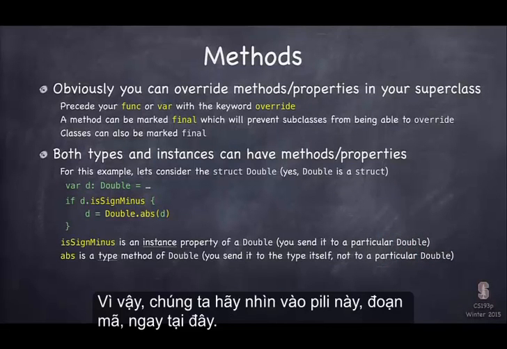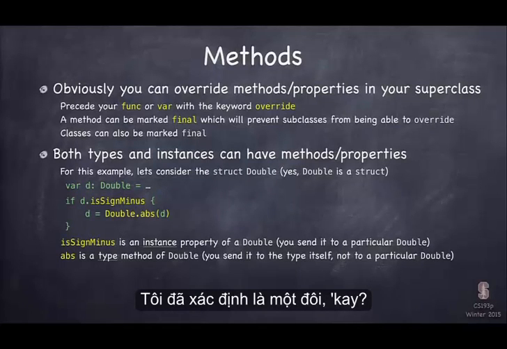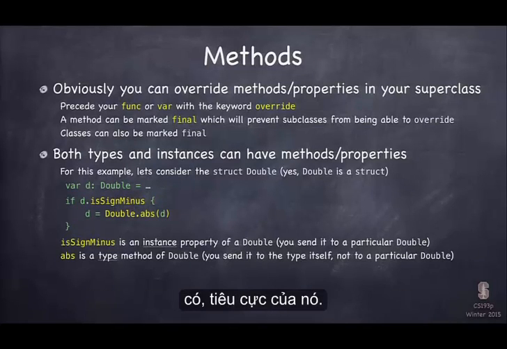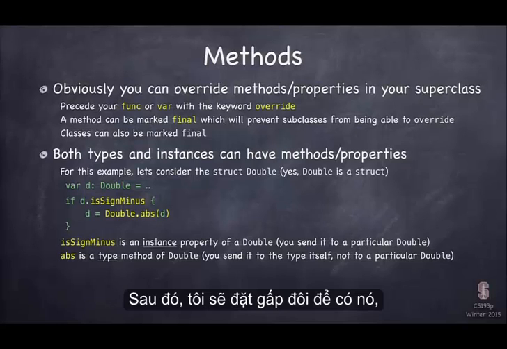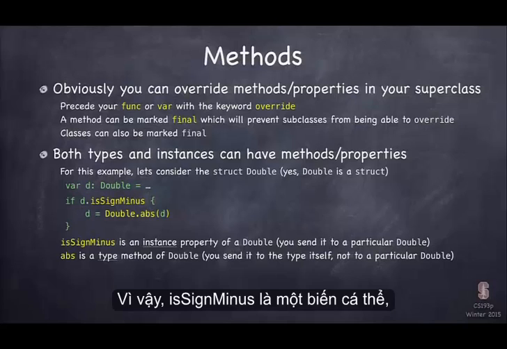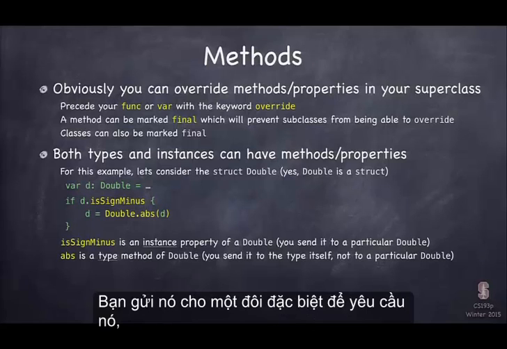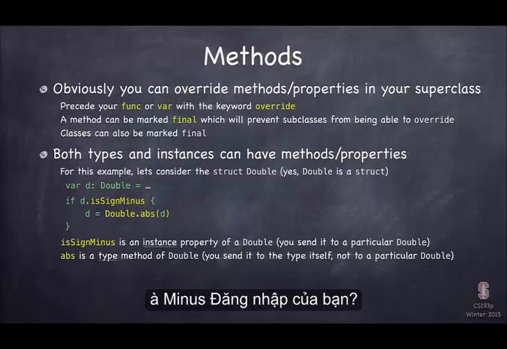Let's look at this piece of code right here. I've defined a double, this var, which is a double. And I say if the double is sign minus, that means if it's a minus sign, it's negative, then I'm going to set the double to be the absolute value of the double. So is sign minus is an instance variable, an instance property. You send it to a particular double to ask it, is your sign minus?